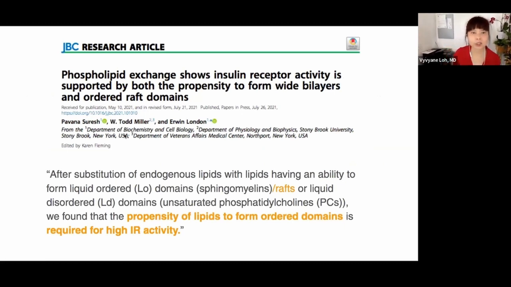Here's a more recent study. It's called Phospholipid Exchange Shows Insulin Receptor Activity Is Supported by Both the Propensity to Form Wide Bilayers and Ordered Raft Domains. Long name. But basically, what they're saying is that when you have more of the sphingomyelins and raft structures as compared to the disordered or fluid parts of the membrane, which contain more of the unsaturated fatty acids, they found that the propensity of lipids to form ordered domains, rafts, is required for high insulin receptor activity.